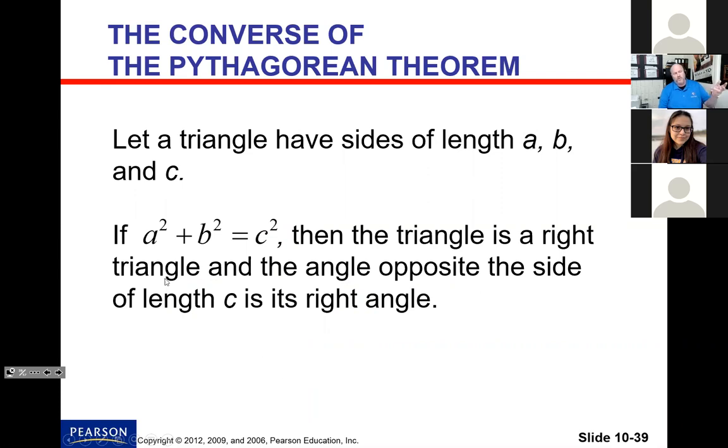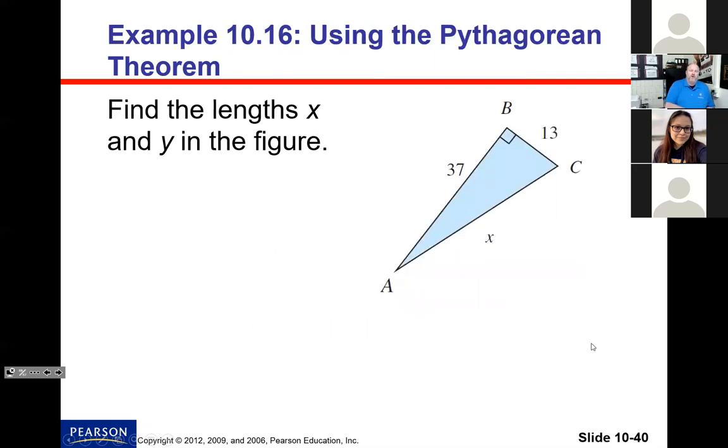Oh, so then you can also prove, if you actually take two sides and square them and add them together, and you get the square of the longer side, you just proved that that's a right angle triangle. Okay, so let's do this question here. So here we go. We have a right angle triangle. We have two measurements, 13 and 37.